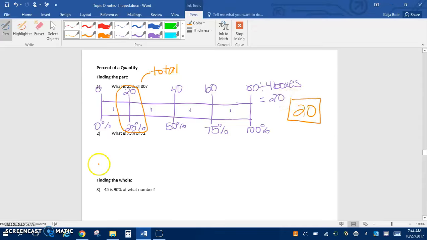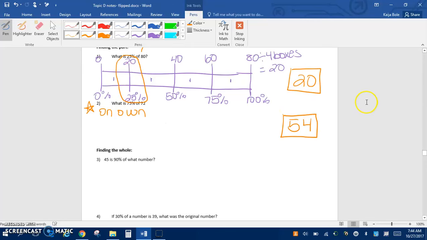Alright, I want you to try part 2 on your own and bring it into class. But I'll tell you that the answer here you should get is 54. So if you don't get that as your answer, then we can take a look at it all together.